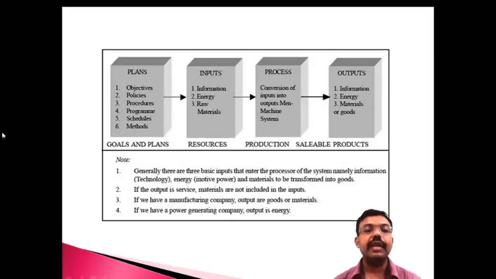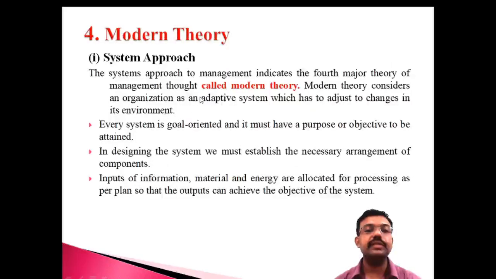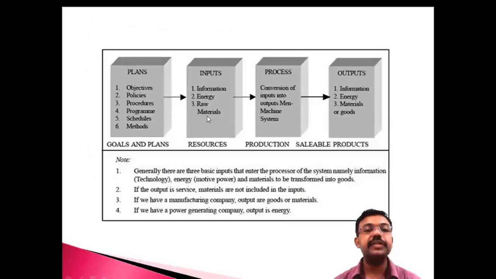So the plan is related with the resources. What are the resources here? The men, material, machine, money, all the resources. And here the input means information, energy and raw material. That's your inputs. And after that, relating to the process, naturally you can start the production. So first you plan and arrange the resources and the production.